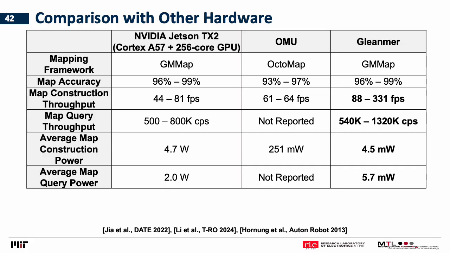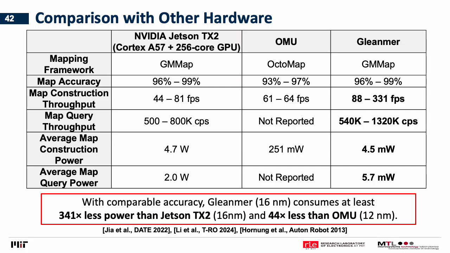Now, let's see how Gleanmer compares against prior hardware. There are 2 reference points: the Jetson TX2 running our same GMMap algorithm, and OMU, which is a prior ASIC for Octomap, a voxel-based mapping. To sum up, with comparable accuracy, Gleanmer consumes at least 341 times less power than Jetson TX2, and 44 times less than OMU.